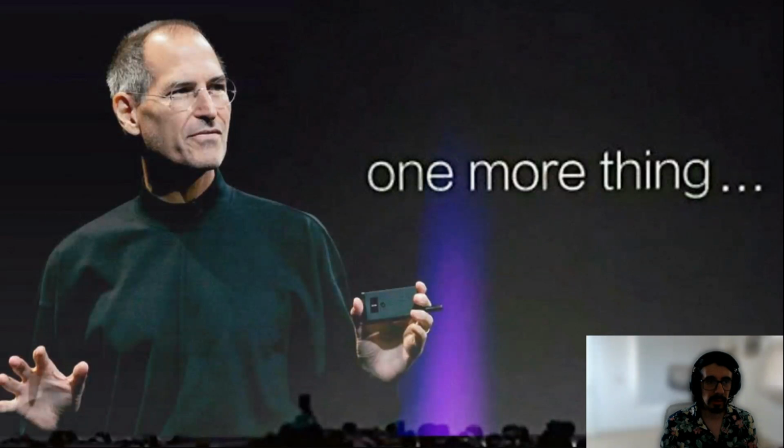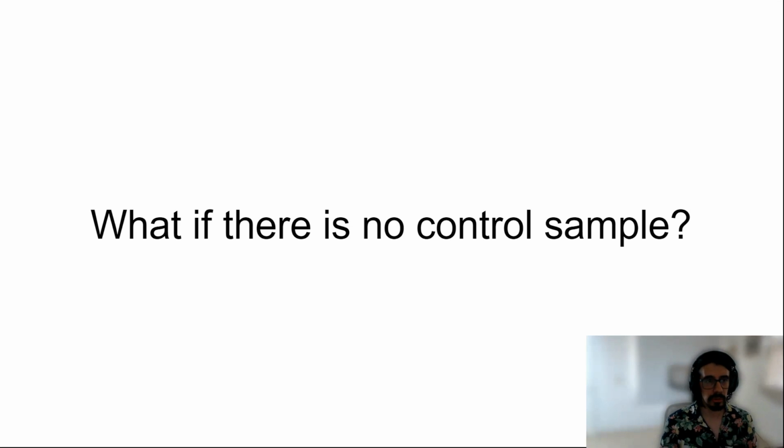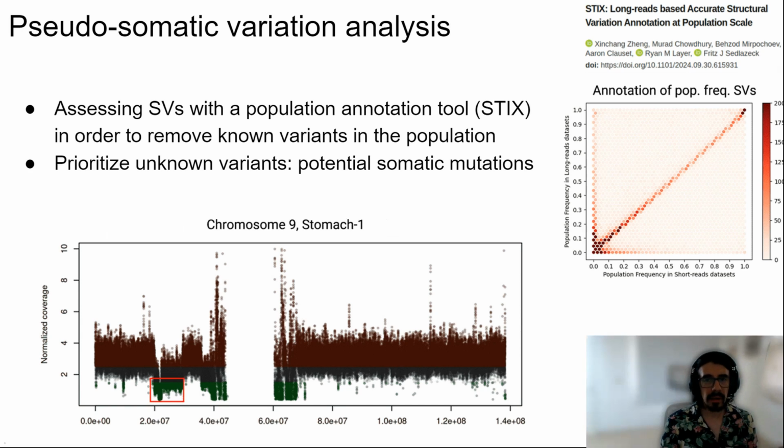But wait, there's one more thing. What if we don't have a control? And this happens quite often. Either the lab missed the sample, or there's no sample. Well, we can do pseudo-somatic variation analysis.